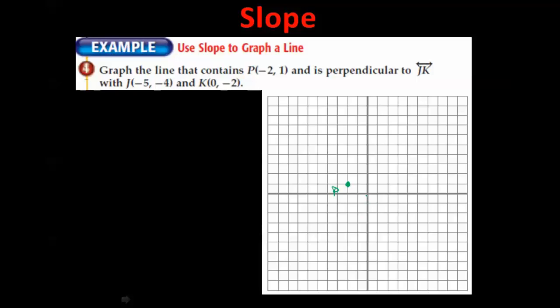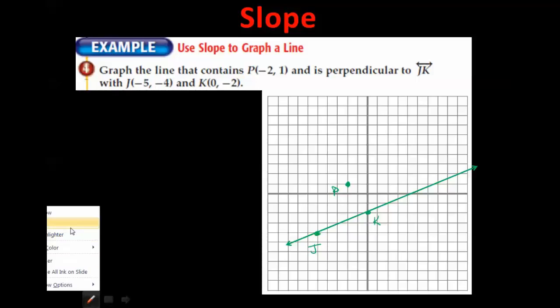And then I've got line JK. J is negative 5, negative 4. 1, 2, 3, 4, 5. 2, 3, 4. So right there is J, and then K is 0, negative 2. And there's K. Well, let me see if I can get a line drawn through here that looks halfway straight. All right, there's my line JK. That's about as straight as I'm going to get it. And now I have to calculate the slope of JK so I can figure out a second point for point P, so I can create that line.